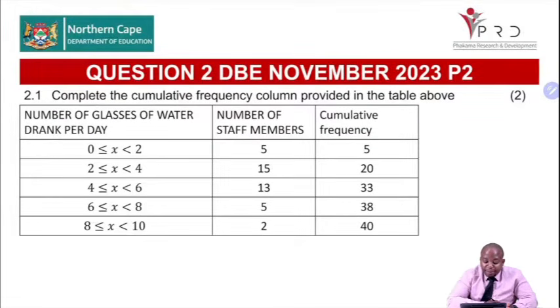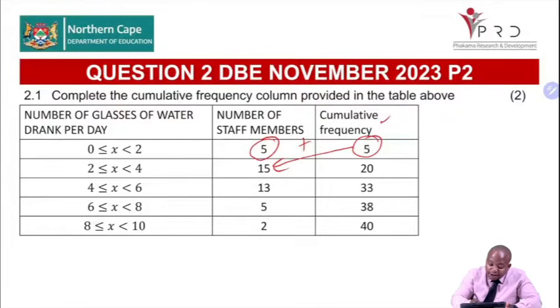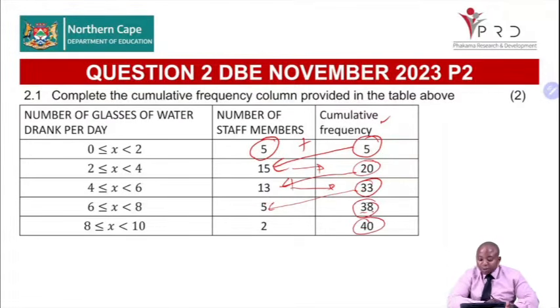To complete that table, remember, to work out the cumulative frequency, I take the first frequency, I place it as it is there, then I will say that value plus the 15. So I'm going to say 5 plus 15, then I write the answer in the next column. 5 plus 15 is going to be 20. Then I take that 20 again and add it to the 13. So 20 plus 13 is going to be 33. Then I write it there. Then I take my 33 again and say 33 plus 5. So I'm working with that zigzag motion there. 33 plus 5 gives me 38. Then 38 plus 2 is going to be 40.